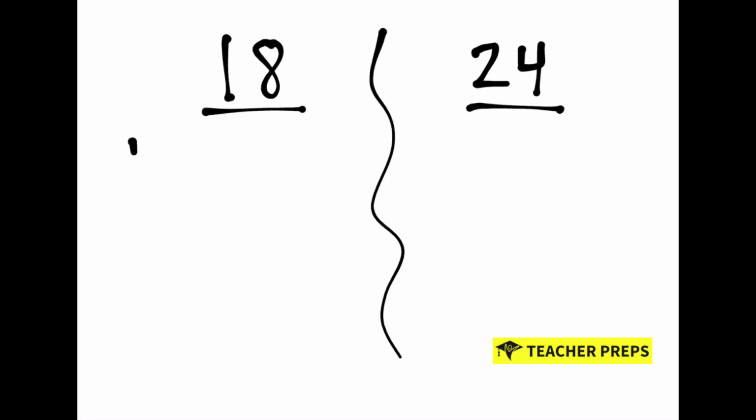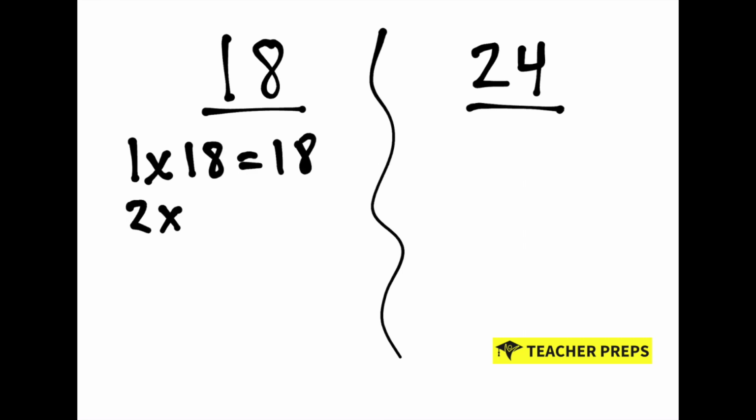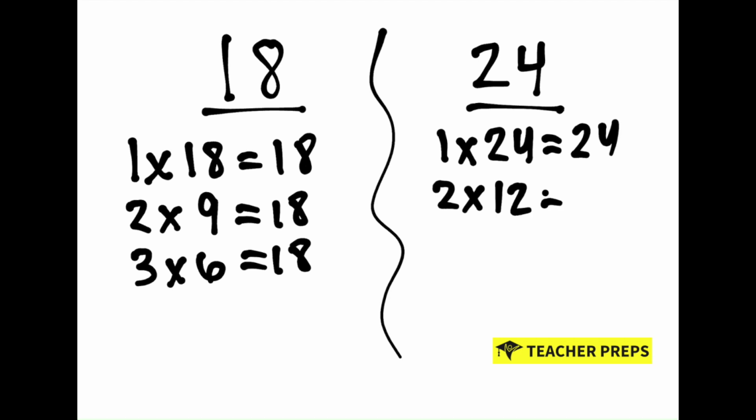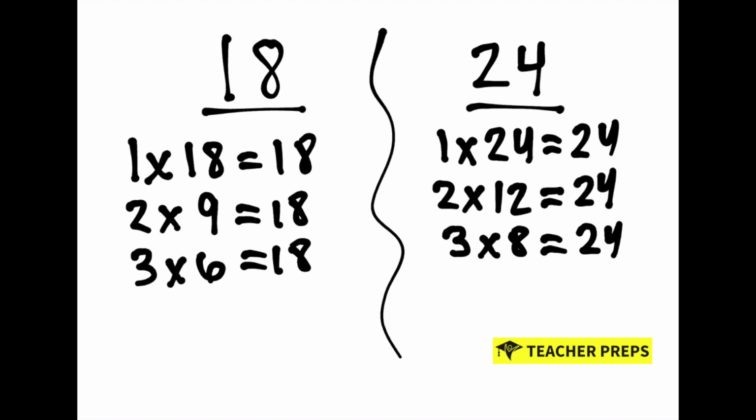Step 1 was to list out all the factors. You should have 1 times 18, 2 times 9, and 3 times 6. On 24, we should have 1 times 24, 2 times 12, 3 times 8, and 4 times 6.